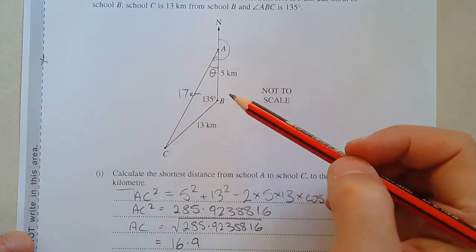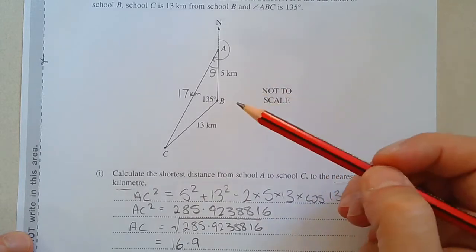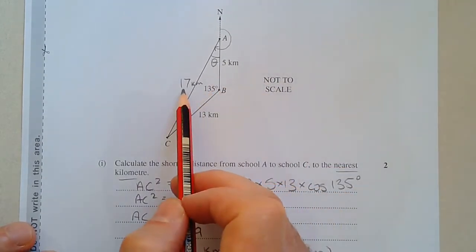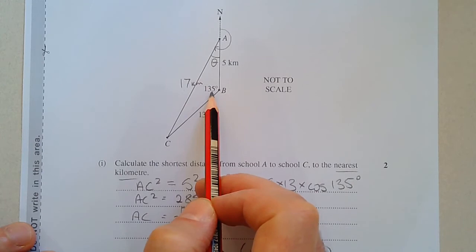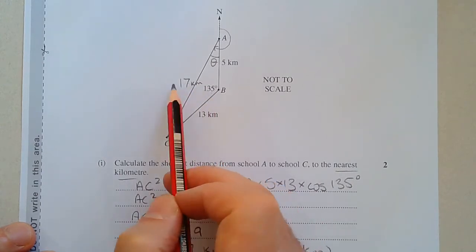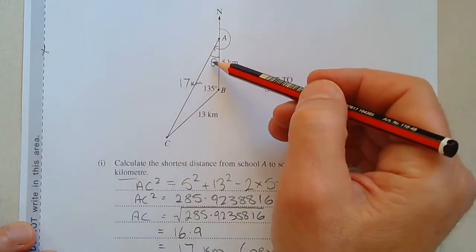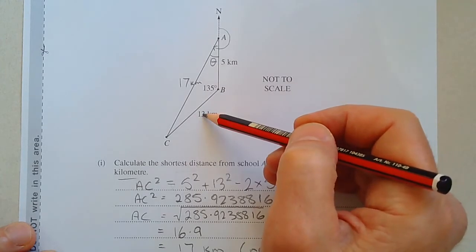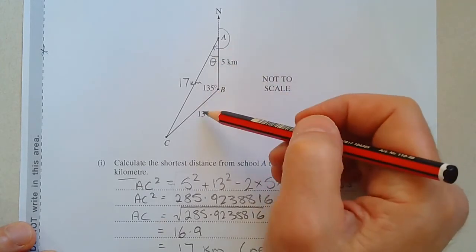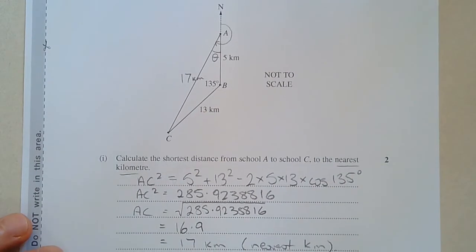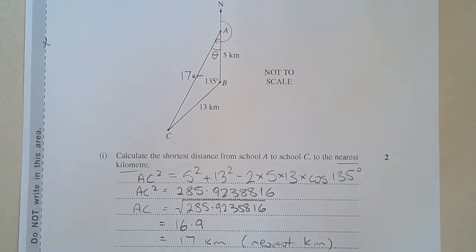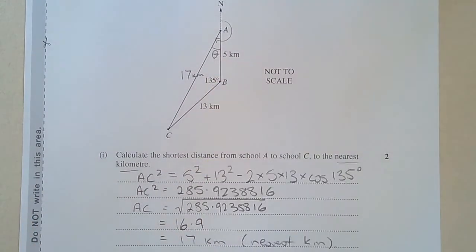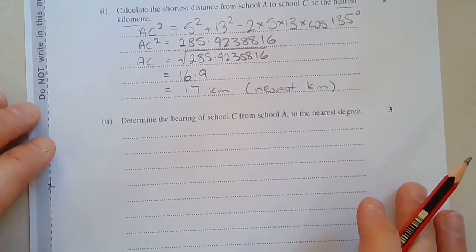Now let's see if we have some side angle pairs, because maybe the sine rule could work here. We have 17 kilometres opposing 135 degrees. So there's a known side angle pair. We have theta opposing 13 kilometres. So there's a side angle pair where the distance is known, which means that we can then use the sine rule to find theta. So let's do that.